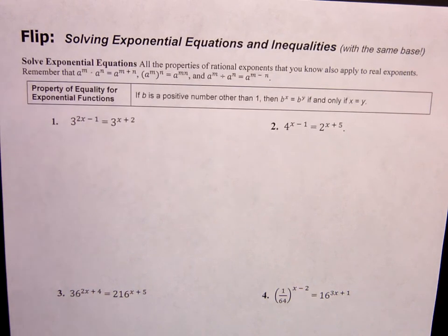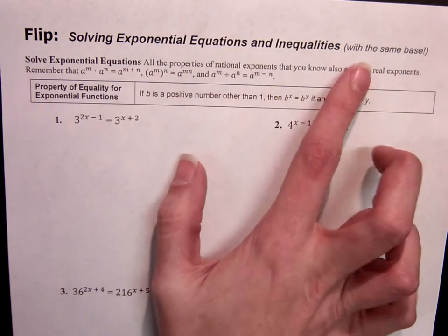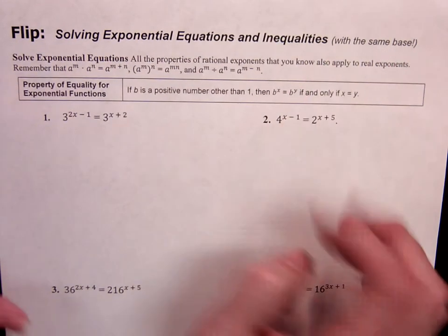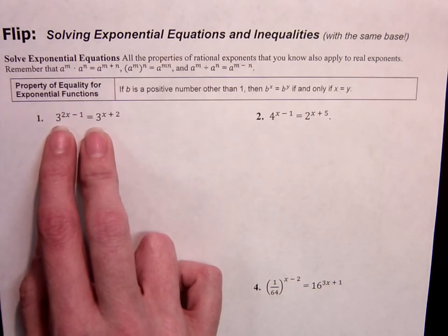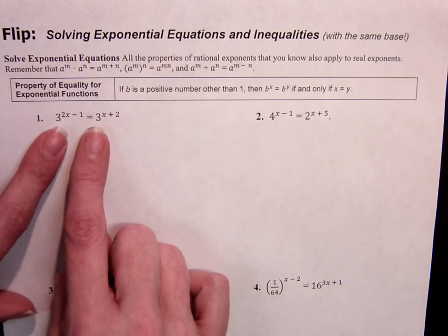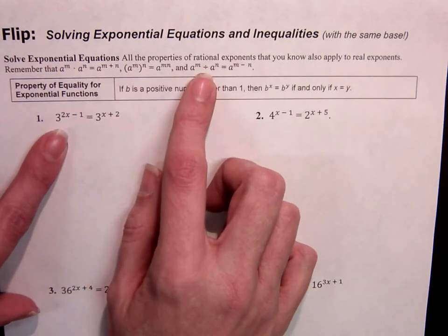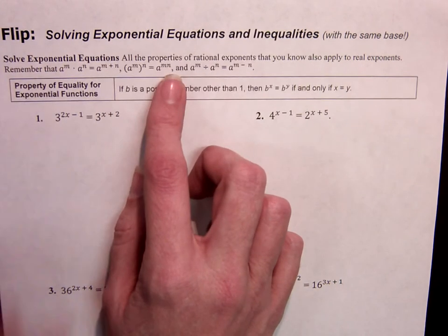We've graphed and we've written equations, so we've had to do a little bit of solving work, but now we're going to focus strictly on solving exponential equations and inequalities when they have the same base. So all we're looking at right now is equations where they either already look like number one here, where the bases match, or where I can make them match. All right, and we're going to rely on our exponent rules. Those are going to be essential to get through this.